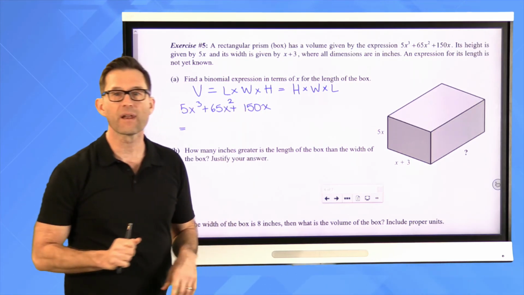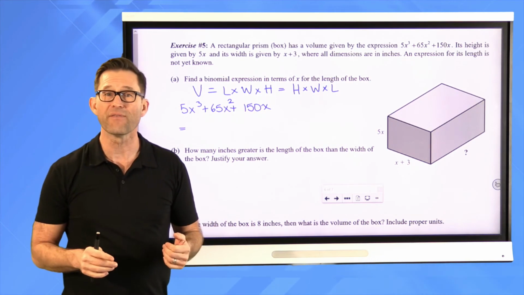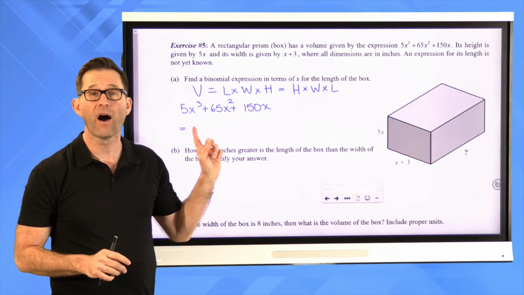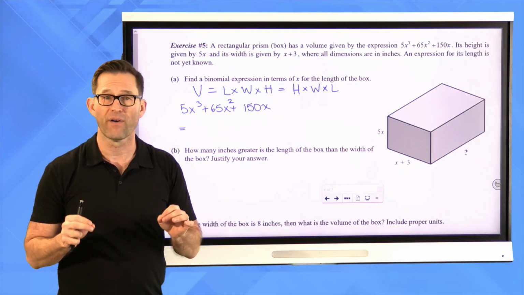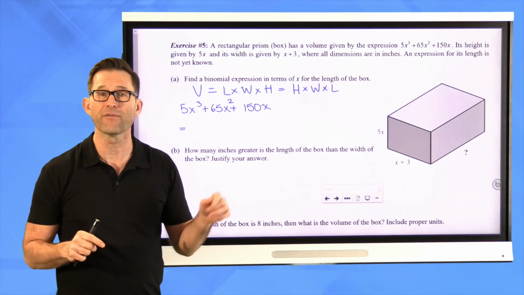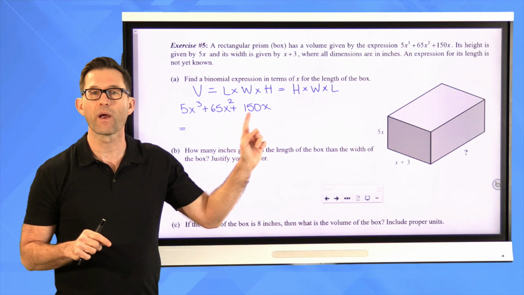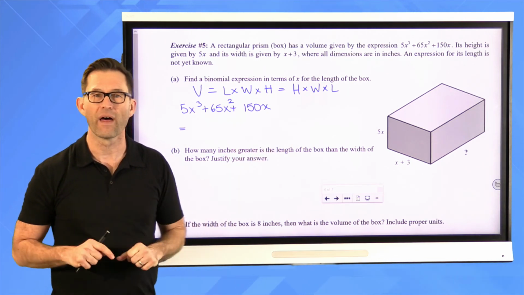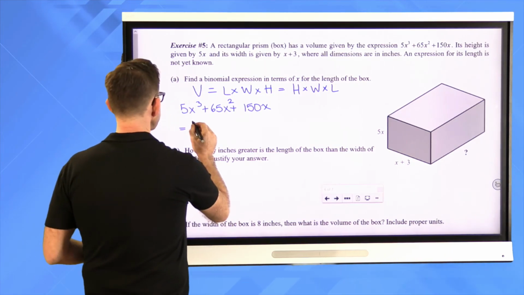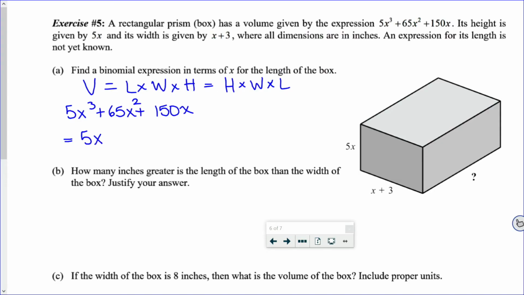The first thing that I might do is factor a GCF out. Now, clearly, 5, 65, and 150 are all divisible by 5, so that's part of the GCF. And x cubed, x squared, and x also allows me to pull out an x. So I'm going to first factor a GCF of 5x out.